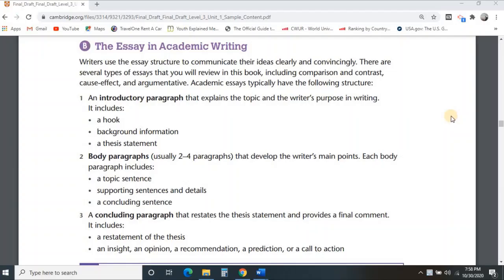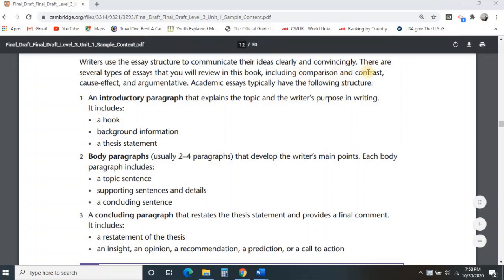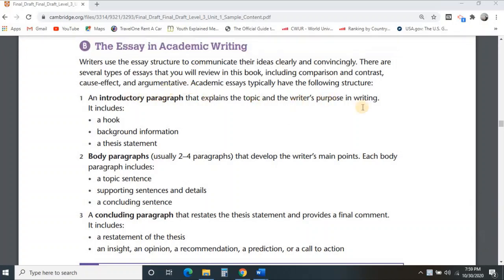Hello everyone, in this video we're going to learn about the elements of an essay. The essay in academic writing differs from one type of essay to another. There are different types of essays: comparison, compare and contrast, cause and effect, argumentative, etc. The structure that we are going to learn about today is just the simple academic essay.